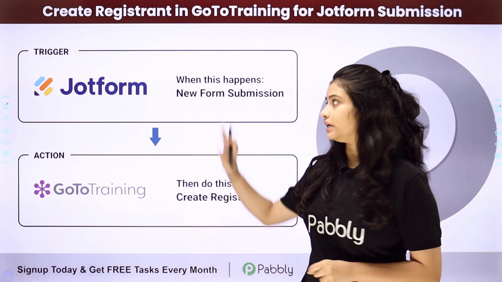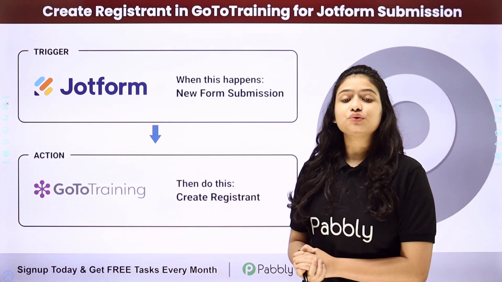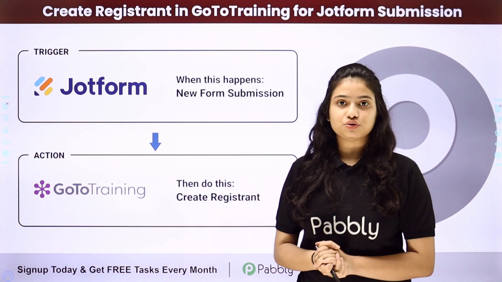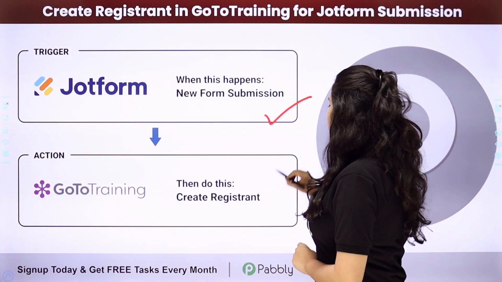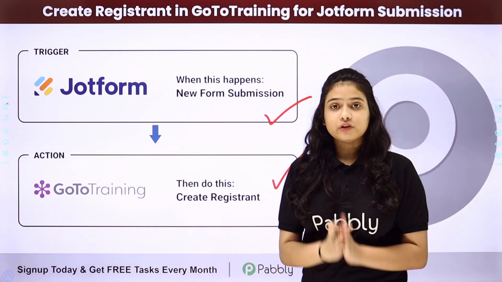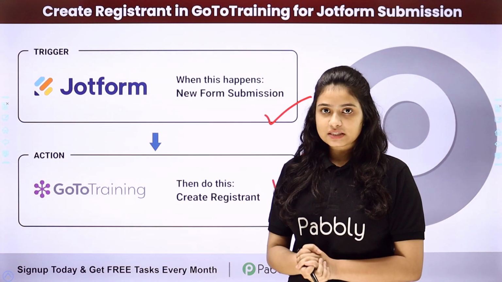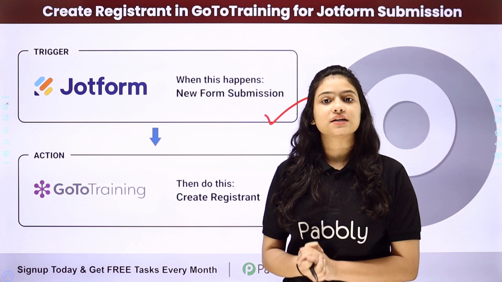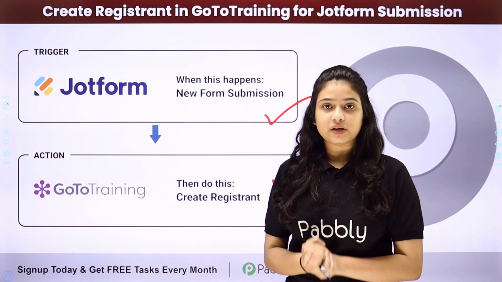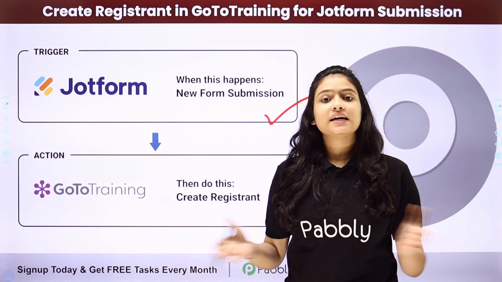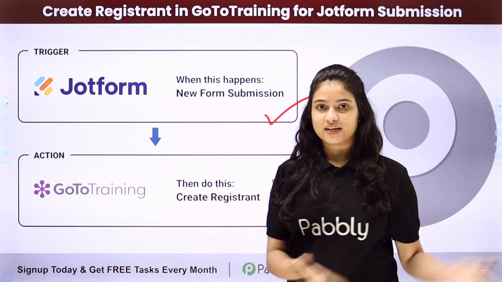For that we will have to integrate both these applications. And to do the same, we are going to use Pabbly Connect in order to connect them both. So what we are going to do, we have Jotform in our trigger and GoToTraining in our action. So we will be connecting both of them by using Pabbly Connect in such a way that whenever a new form will be submitted in Jotform, automatically by using the form response, a new registrant will be created and added in GoToTraining for a particular training program. And to learn the entire process step by step, let me take you all to my screen.